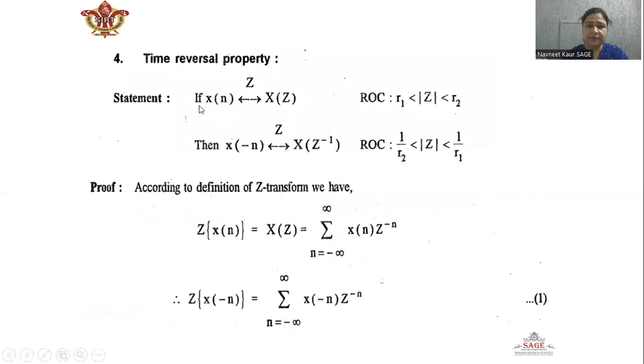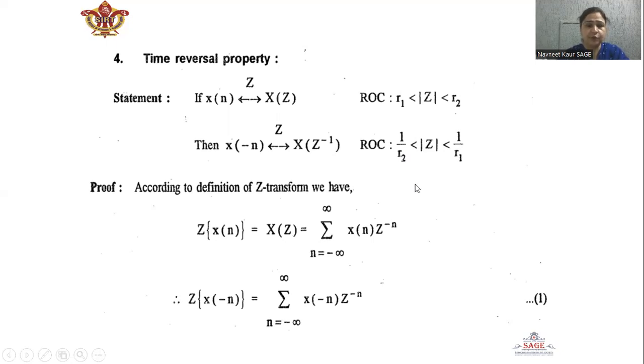According to the time reversal property, suppose I have any signal x[n] having Z transform X(z) and ROC between region R1 and R2. Then if I take the time reversed version of signal x[n], that is the folded version, represented by x[-n], its Z transform will be X(z^-1), z raised to power minus 1. And ROC will also be changed. The new ROC will be between 1/R2 and 1/R1.